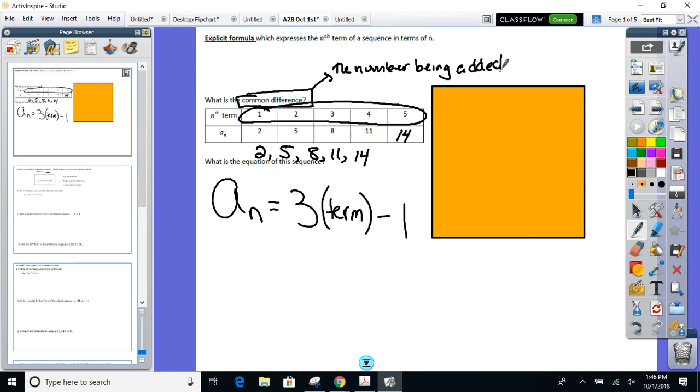So in this one, my common difference was 3. In the previous one, it was 2. The common difference is what you're adding every time in an arithmetic sequence. How do you know it's arithmetic? If I write a bunch of numbers on the board right now, how are you going to tell me if it's arithmetic or not? Add the same number every time.